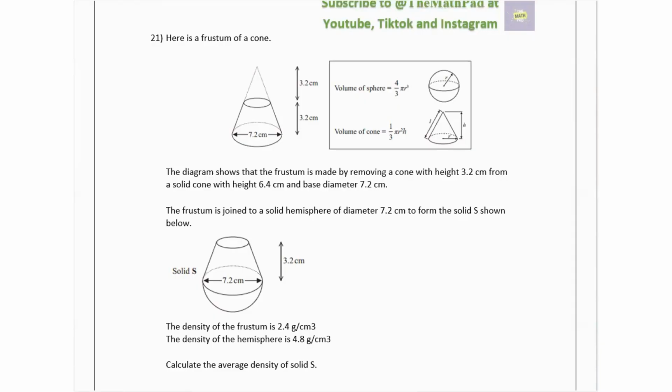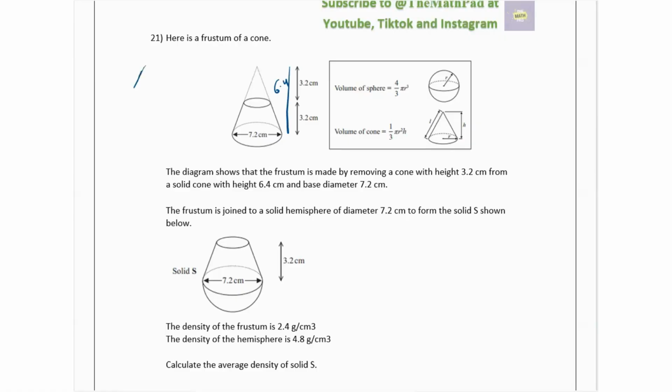So to calculate the average density, we need the volume of solid S, and to find the volume of solid S, we need the volume of the hemisphere and the volume of the frustum. For the volume of the frustum, if we look at the entire cone first, it has a height of 3.2 plus 3.2, which is 6.4. The cone that was removed had a height of 3.2, which leaves us with 3.2 for the frustum.